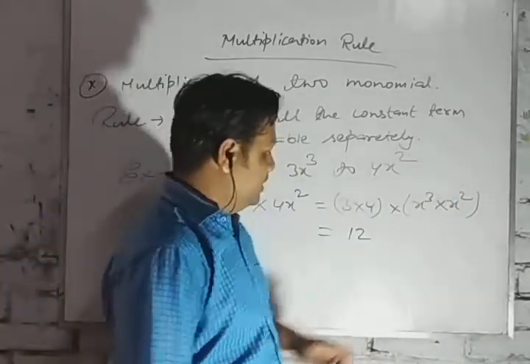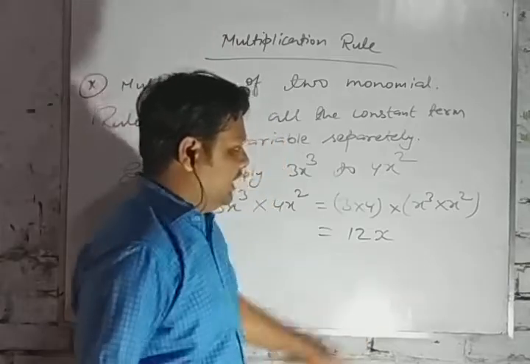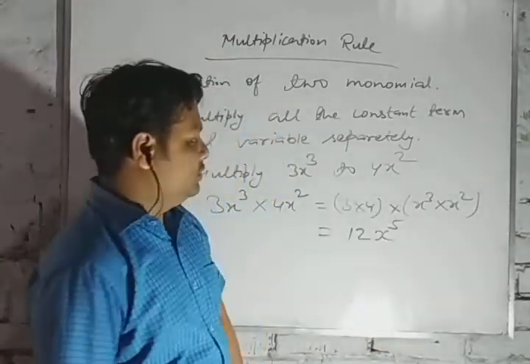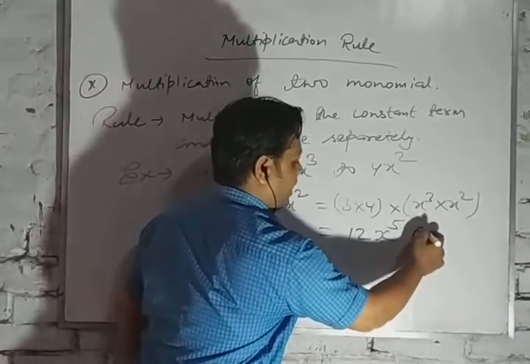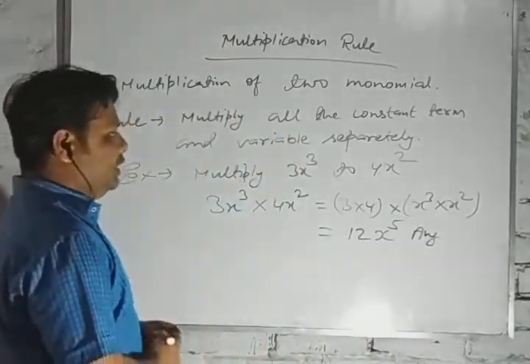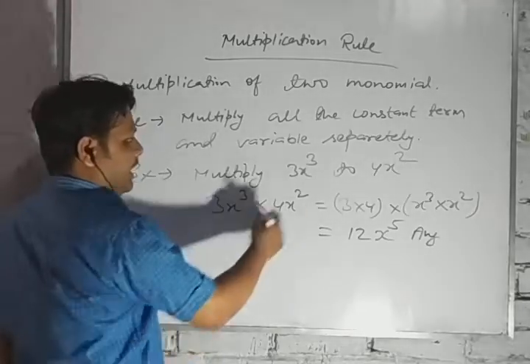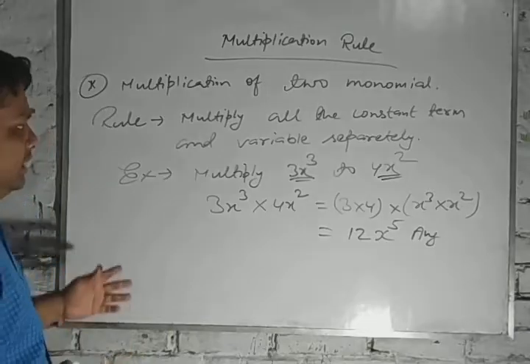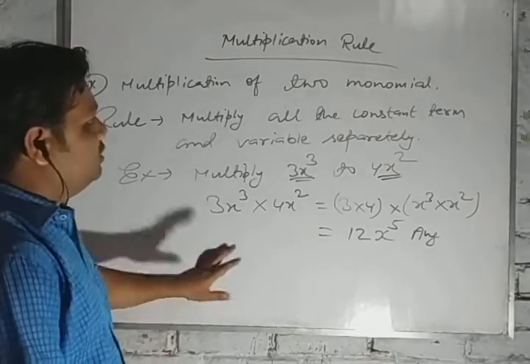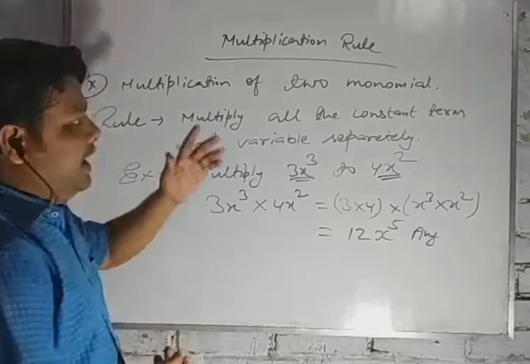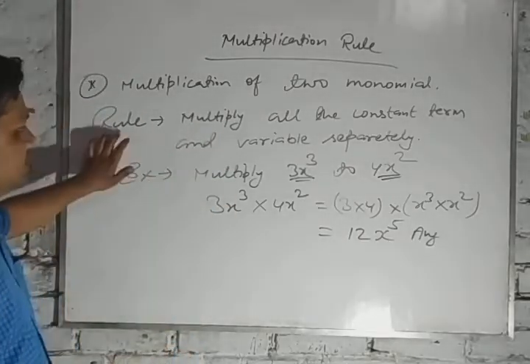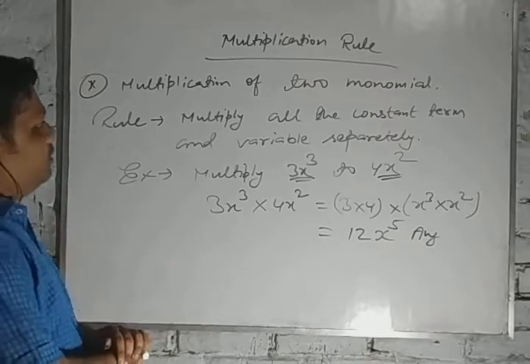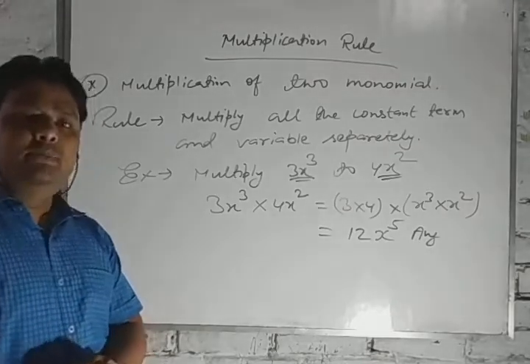So 3 4 are 12 only, and here you can see both bases are matching, it is in the product of the base, then we will add the exponent also. So it will be the same base x only we will write, and 3 plus 2 which is equal to 5. So 12x to the power 5 is our required answer if you are multiplying any two monomials. So I hope that you all have understood how to multiply any two monomials, and this is the rule also. After that we have to discuss how to multiply any polynomial.